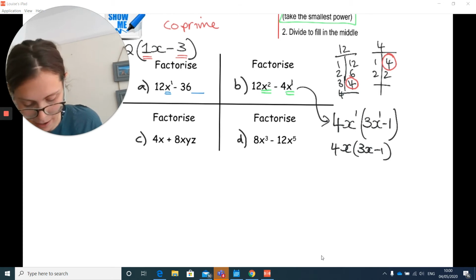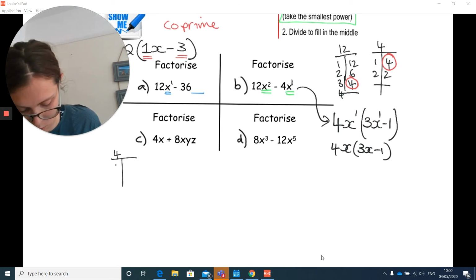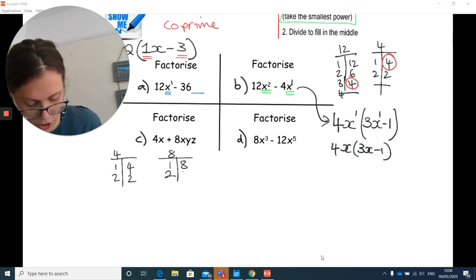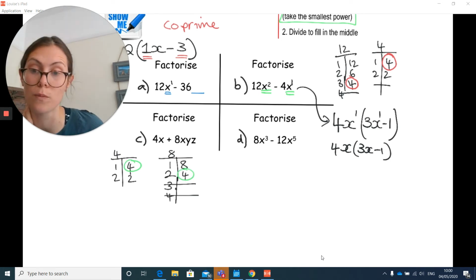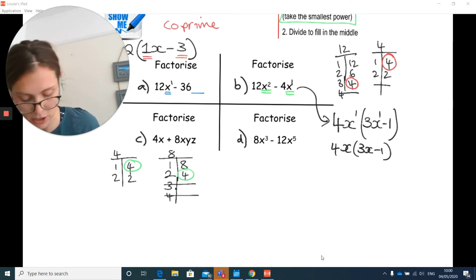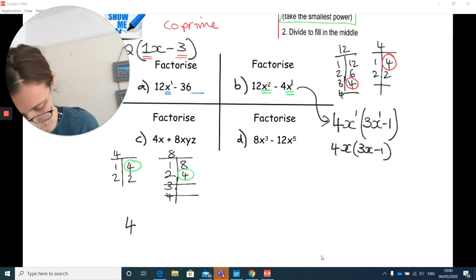So I'm going to take the factors of 4, which are nice and easy, 1 and 4 and 2 and 2. And I stop because 2's on both sides. And 8, 1 and 8, 2 and 4, 3 doesn't go, and 4 is already on my list, so I can stop. And I'm looking for the common, which is 4. Okay, there's no other higher. So I know there's going to be the number 4 on the outside.